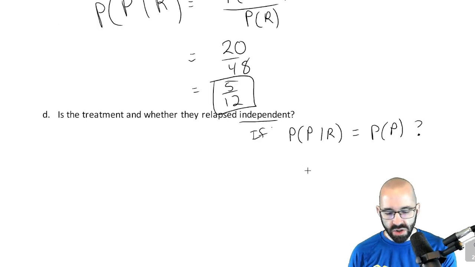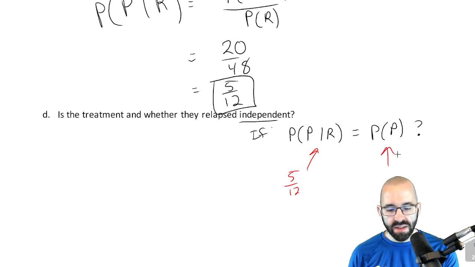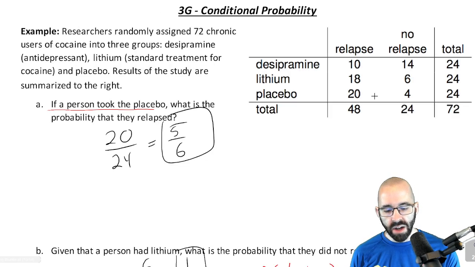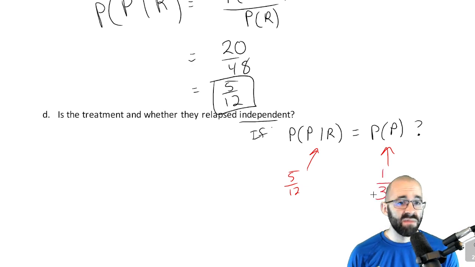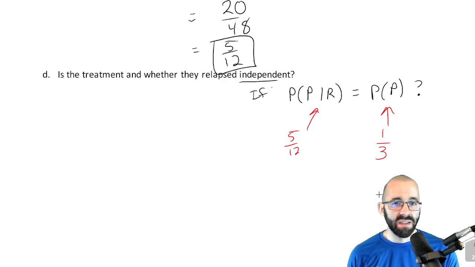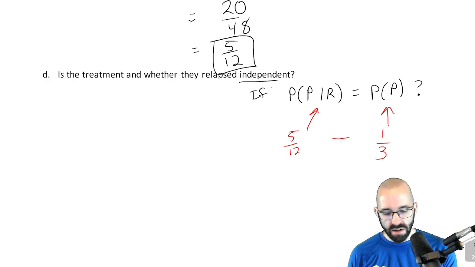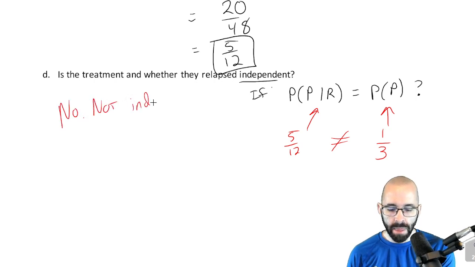Well, we just showed that the thing on the left is 5/12. The probability of a placebo, the probability a randomly selected person got a placebo, is 1/3, 24 out of 72. Those aren't the same. They are not the same. So no, not independent.